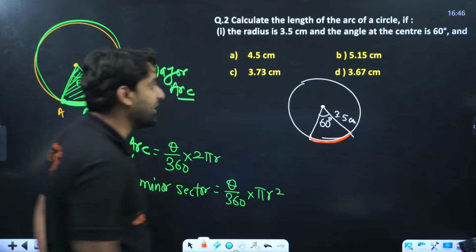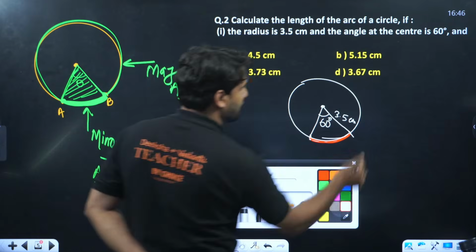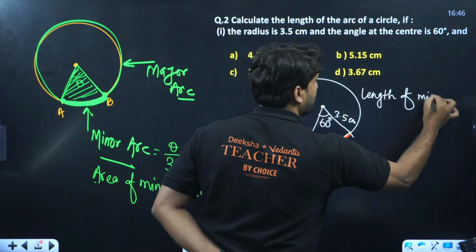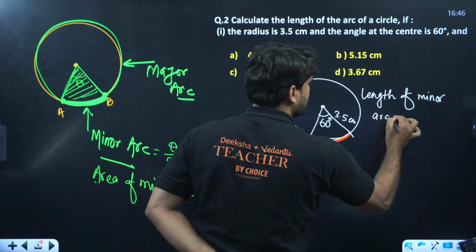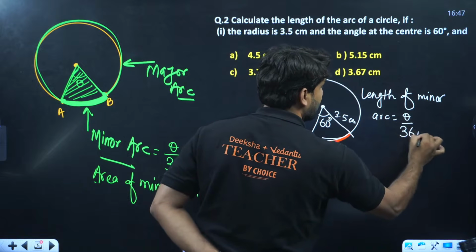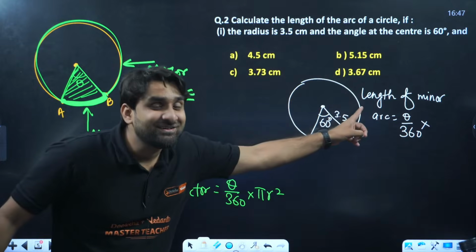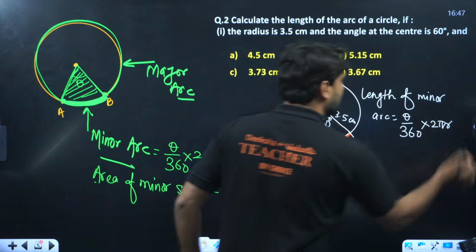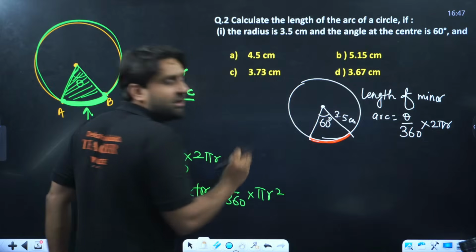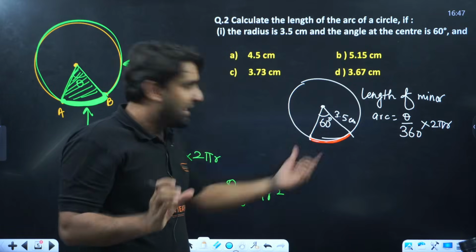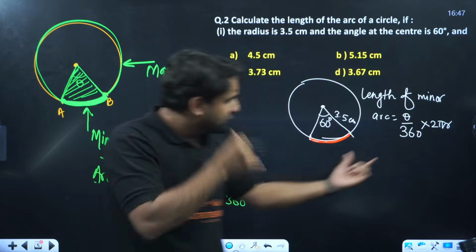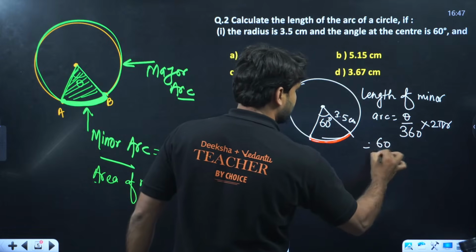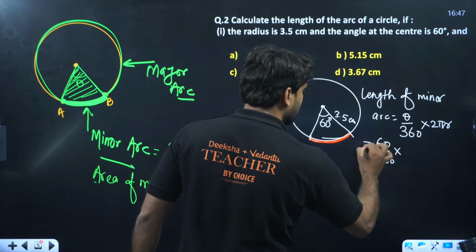Length of minor arc. So my dear champion, now the solution will look like this. Length of minor arc, so the formula will be theta by 360, and we are dealing with length. So for length, circumference will come, because arc is the small part of the boundary of the circle. So theta by 360 times 2 pi r.